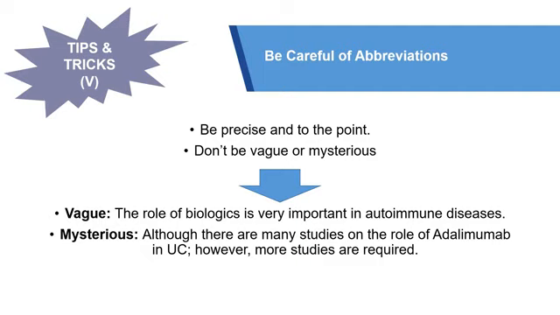And avoid very as much as you can. The word very also does not add much. It could be mysterious as well. Like, although there are many studies on the role of adalimumab in ulcerative colitis, however, more studies are required. So this is quite mysterious. If there are many studies, why is there a need for more studies? So try to be precise, try to be to the point, and don't be vague or mysterious.